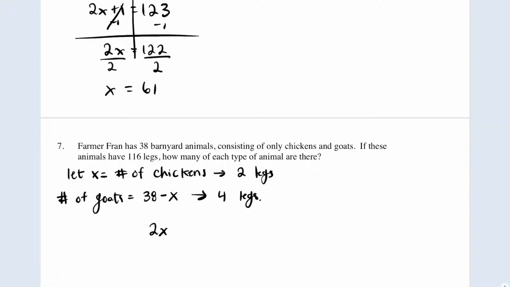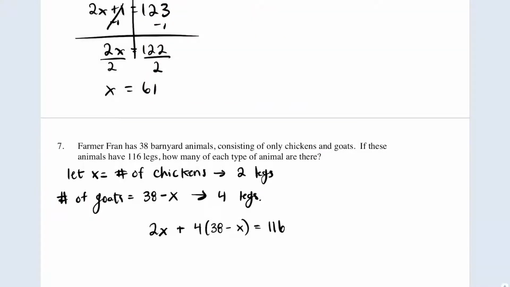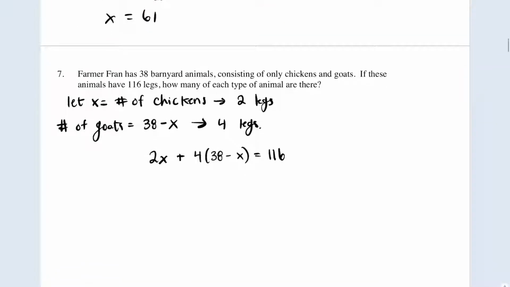Okay, so when I write my equation, I'm going to do 2x, right? So hang in there. I'm going to explain what these are in a second. 2x plus 4 times 38 minus x is equal to 116.